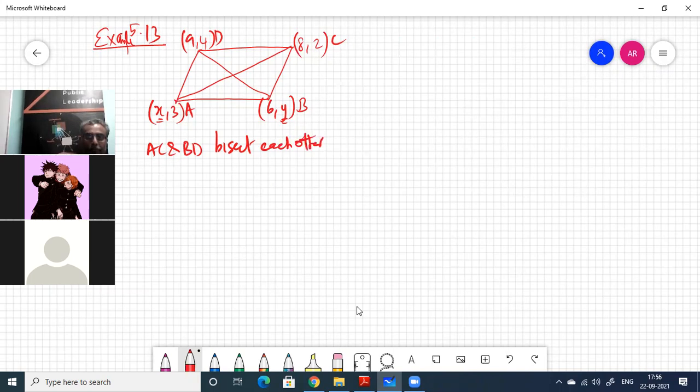Okay, this point is E, you can take. Now how to arrive at that point? If you prove that AC and BD bisect each other, then you have proved that. Once you have got that, you can easily get x and y. Let us see how.